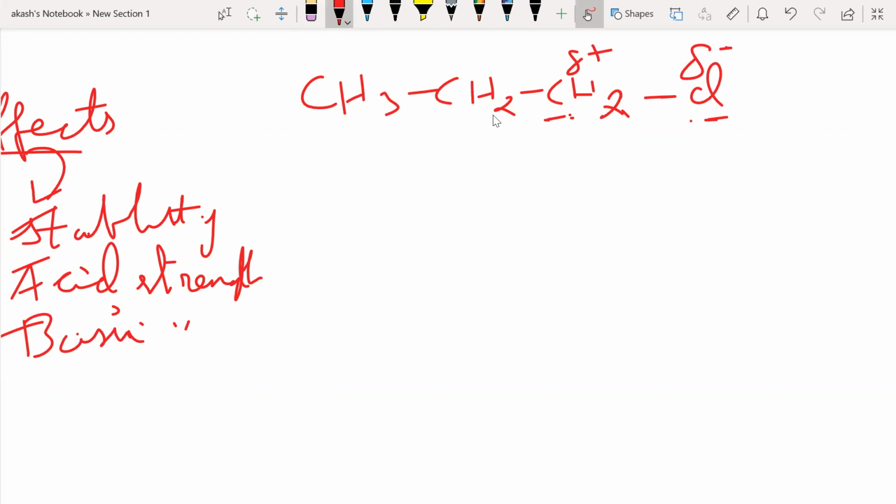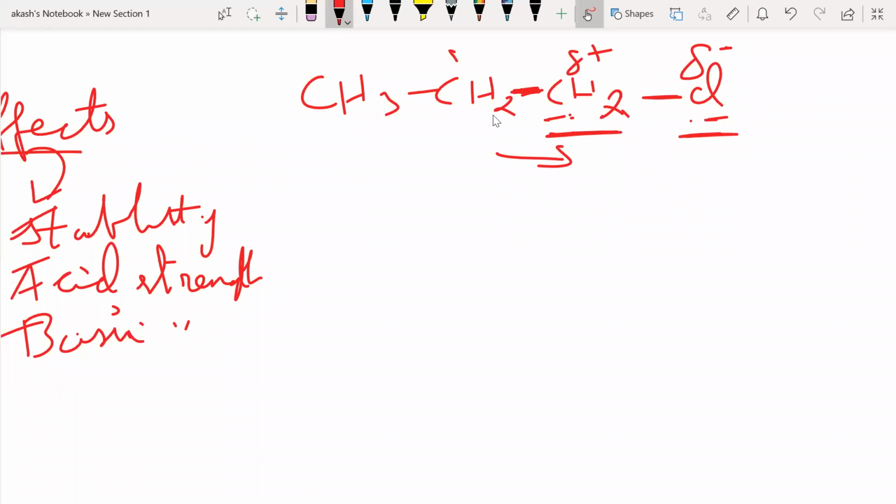Correct. Now, is this going to end here? Is nothing else going to happen? Actually, something else is going to happen. Now the electron cloud has moved away from this carbon, so to compensate, this bond's electron cloud will move towards this carbon atom. Or I can say that chlorine is so electronegative, it is not only going to attract this bond pair of electrons, it is also going to attract the next carbon's bond pair of electrons, which also moves towards chlorine.